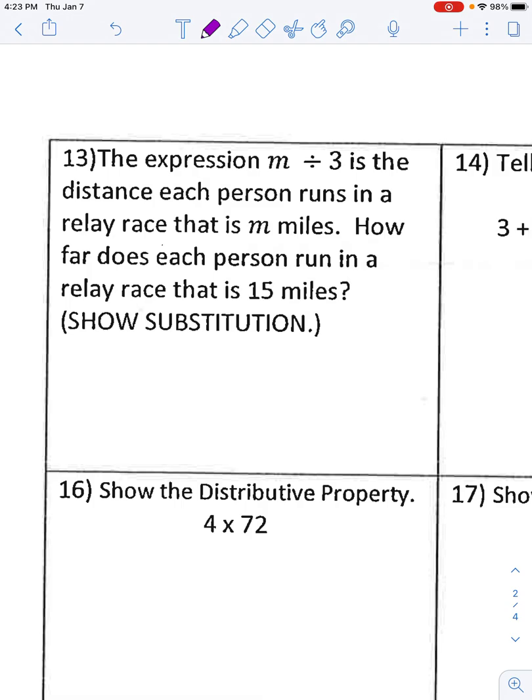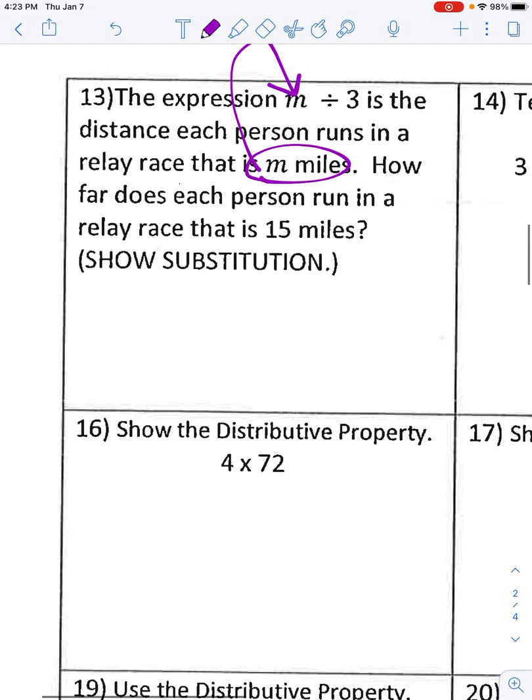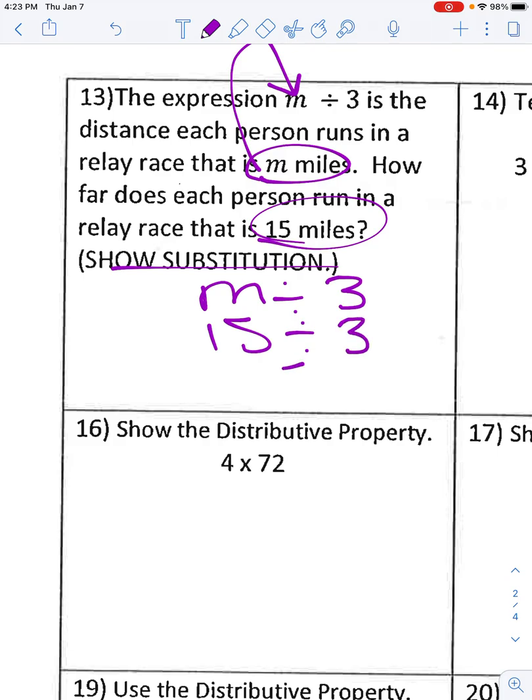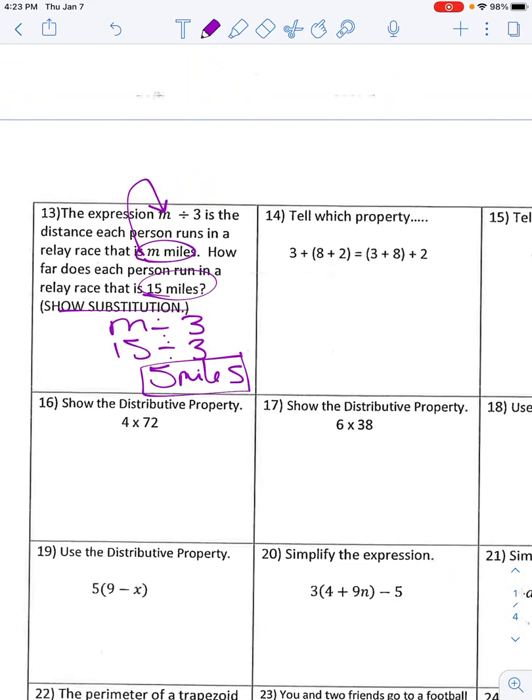Number 13, the expression m divided by 3 is the distance each person runs in a relay that is m miles. M represents miles. How far does each person run in a relay race that is 15 miles? Show substitution. So we're going to write the expression. Substitute in 15 for miles. 15 divided by 3 is 5. Each person runs 5 miles.